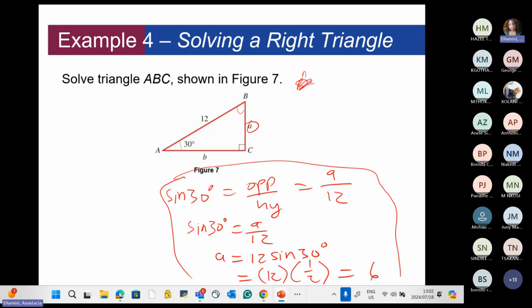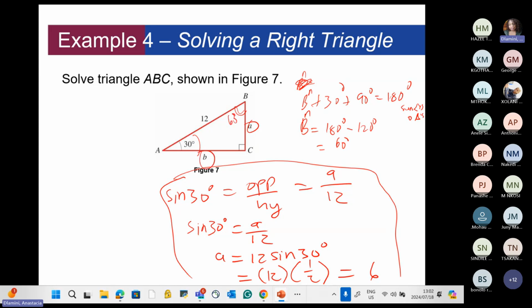So angle B, we know that angle B plus 30 degrees plus 90 degrees is equal to 180 degrees. Sum of angles of a triangle, right? Then you say angle B is equal to 180 degrees minus 120 degrees. So 180 minus 120, that's 60 degrees. My apologies, 60 degrees. So this is 60 degrees. So we found angle B.